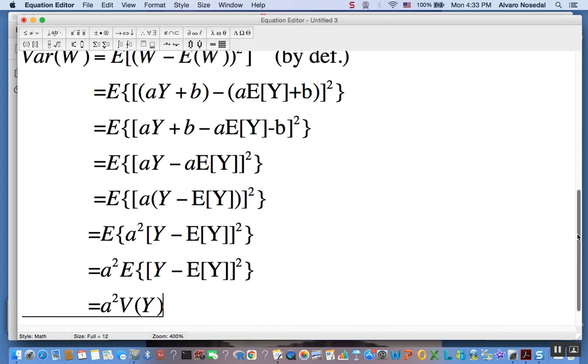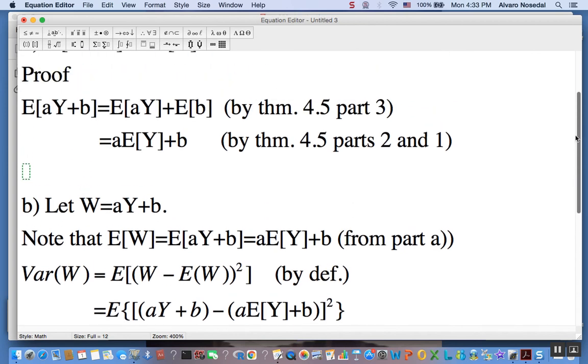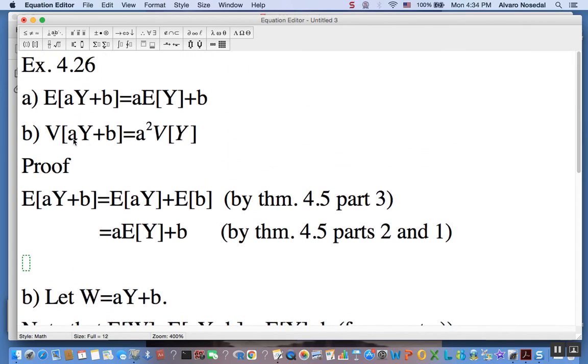So what we have shown is that the variance of a times Y plus b equals a squared times the variance of Y. In other words, the variance of a constant is 0, and when we have a times Y and a is a constant, if you want to factor it out you have to square it if you're dealing with the variance.